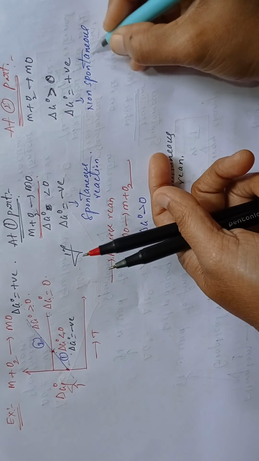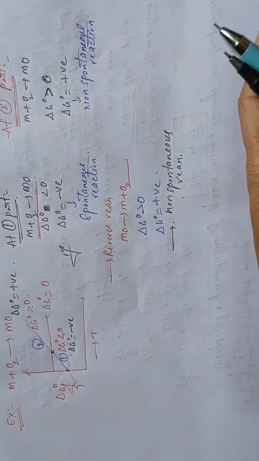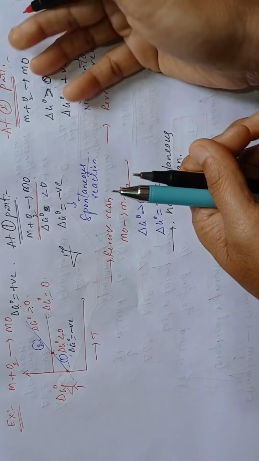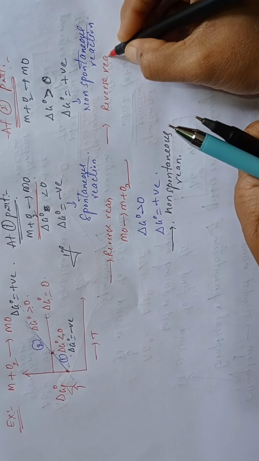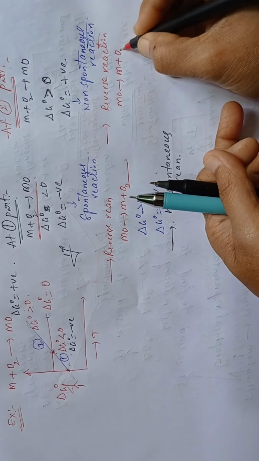Non-spontaneous reaction. Are you clear? Non-spontaneous reaction. Now I am taking the reverse reaction, students. Reverse reaction at the second part only. Reverse reaction I am taking. That means MO gives rise to M plus O2.